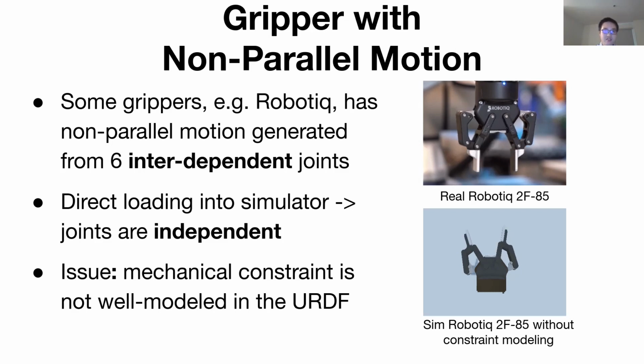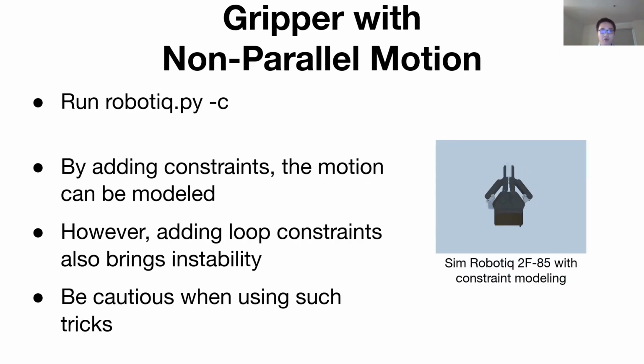So for these kinds of grippers, we will want to manually add some constraints after loading these models. For example, here, for this Robotiq gripper loaded in SAPIEN, we have manually added a position constraint to connect the inner part and the outer part of the fingers together. So we can model these kinds of loop constraints correctly. However, do note that for these kinds of loop constraints, they may bring a little bit of instability into simulators. So you should always be cautious about using such tricks.